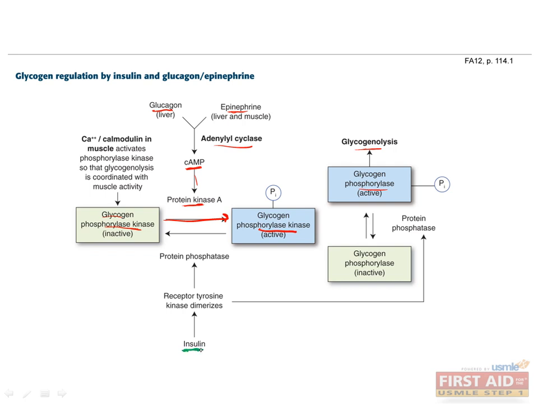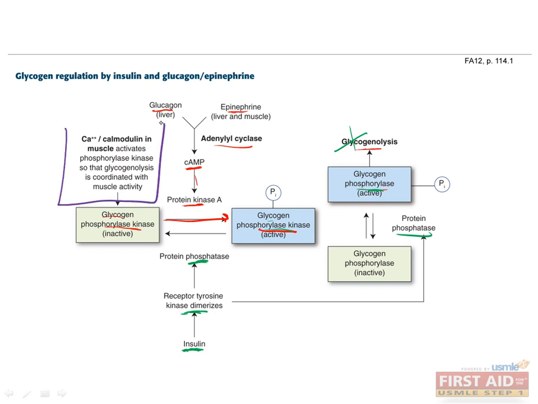On the other hand, insulin is secreted from pancreatic beta cells in the fed state when glucose is high. It activates a receptor tyrosine kinase, which causes it to dimerize, and then sets off an intracellular signaling cascade that results in the activation of two protein phosphatases. These dephosphorylate both glycogen phosphorylase kinase and glycogen phosphorylase, causing both to become inactive. Consequently, glycogenolysis does not occur, so glucose remains stored inside cells to prevent hyperglycemia.